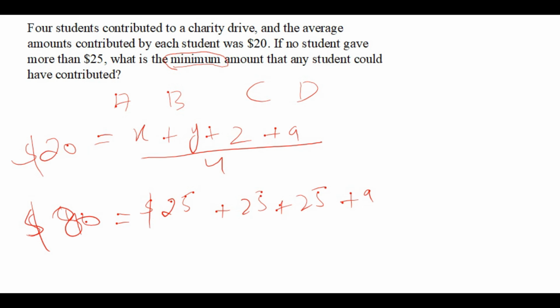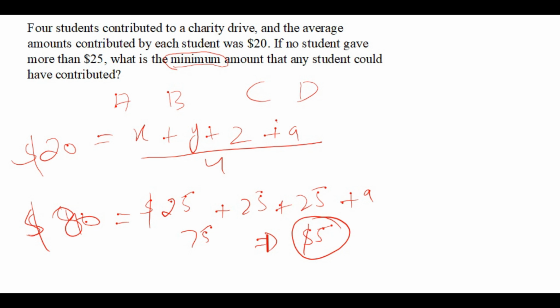So if you add all of these numbers, that would be 75, and 80 minus 75 would be $5. So it means the minimum that the fourth student could contribute is $5.